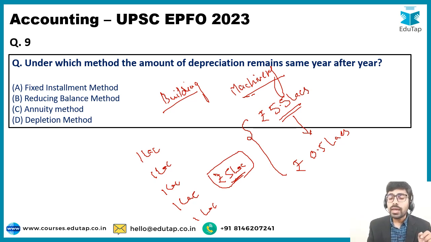So in this particular case, if you have read the options, you would now know the correct answer has to be option A, fixed installment method.